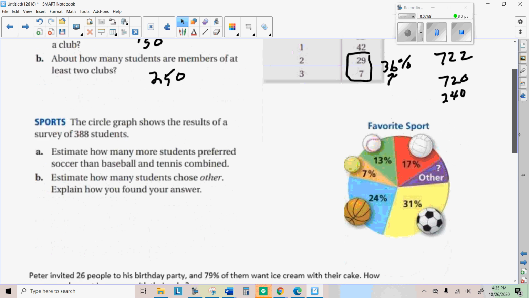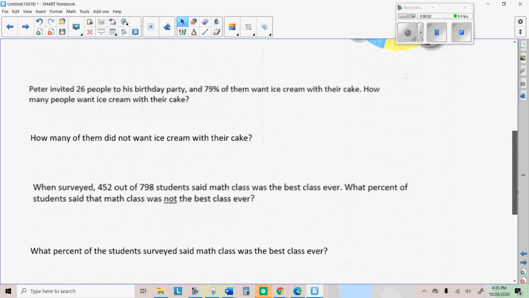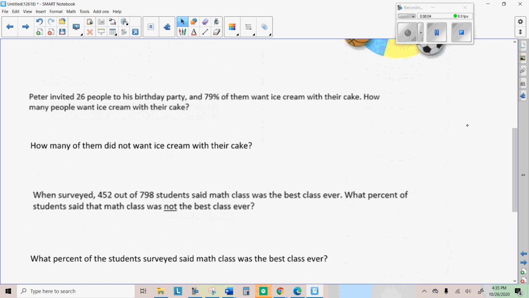All right, so one last thing I want to talk about with you is sometimes you have to be careful about the wording. So it says Peter invited 26 people to his birthday party. 79% of them want ice cream with their cake. How many people want ice cream with their cake? Basically, we have to figure out what is 79% of 26.